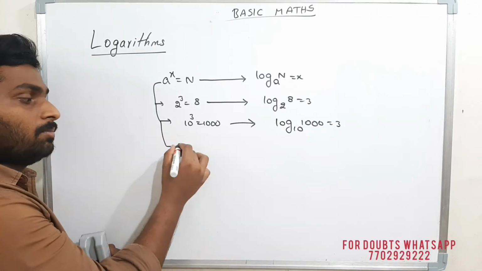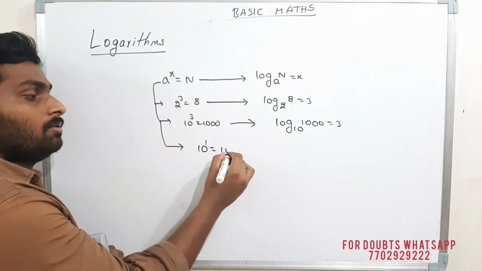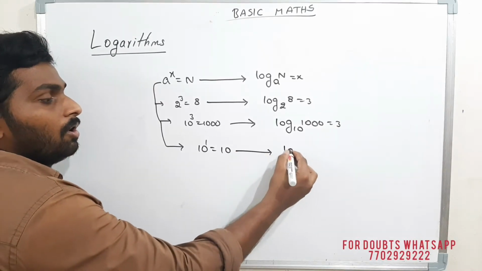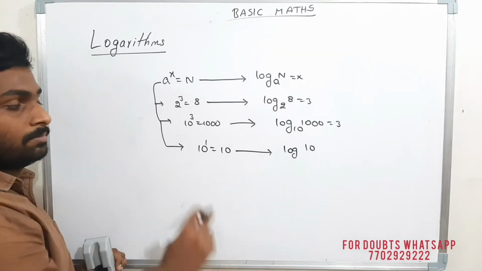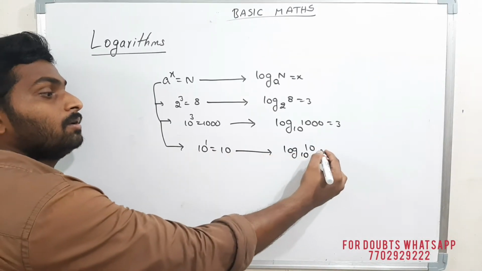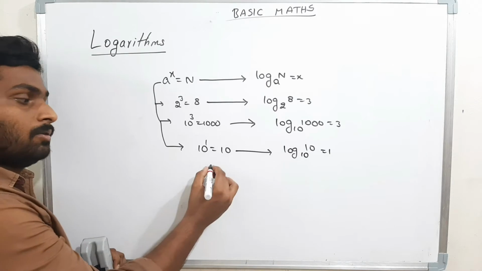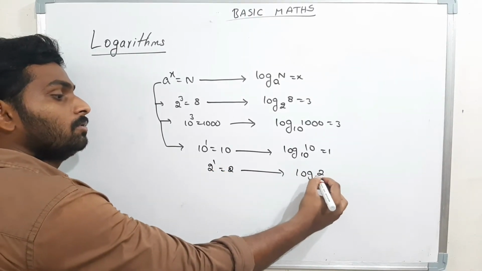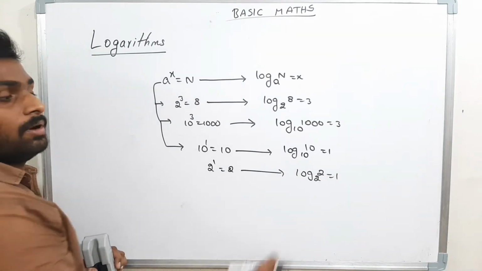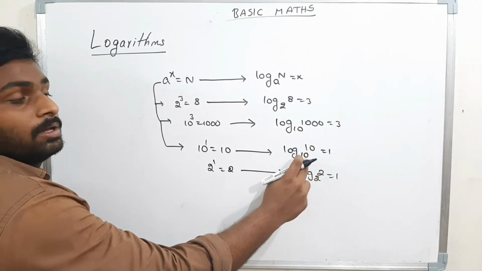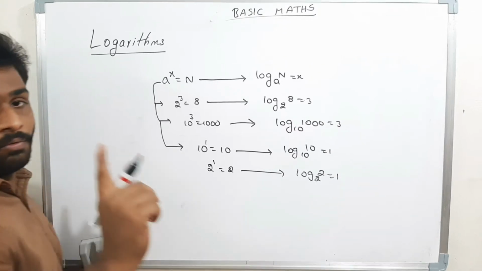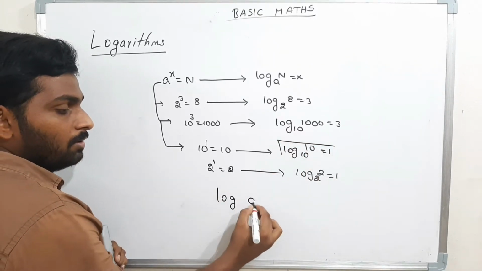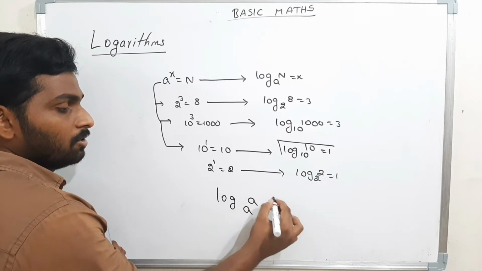And we will take one more example. 10 power 1 is equal to 10. Everyone knows this. Now say me, log 10 base 10 is equal to 1. 2 power 1 is equal to 2. What is this? Log 2 base 2 is equal to 1. That means whenever the value and the base are the same, then the answer is 1. Please remember this. This is very important. That means log a base a is always equal to 1.